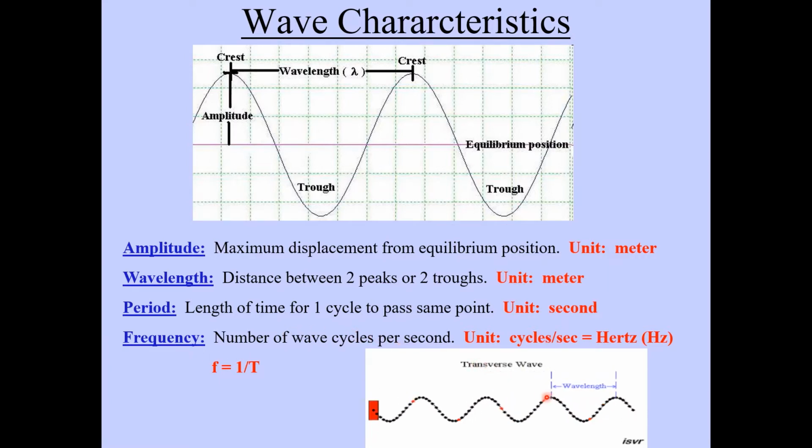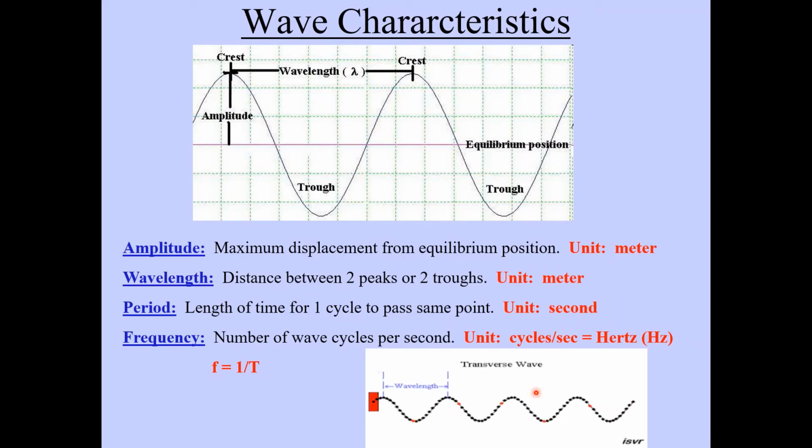And again, what we would do is we could pick a point, for example, with my pointer here, and we would count how many of these peaks come by every second. If this wave was moving really fast, like a sound wave, we might see several hundred peaks streak by during 1 second, and that would give us the frequency of the wave.